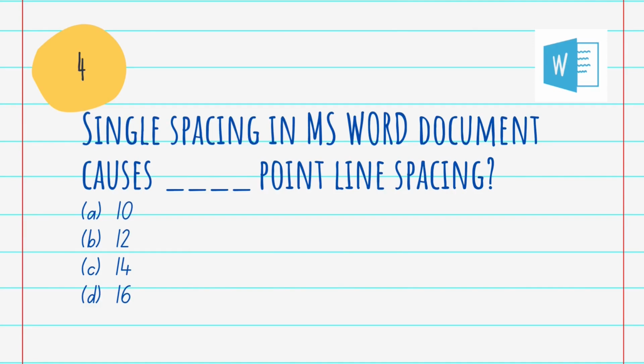Question number 4. Single spacing in MS Word document causes dash point line spacing. A10, B12, C14, D16. And the answer is B12. Word allows you to customize the line spacing to be single space, 1 line high, double space that is 2 lines high, or any other amount you want. The default spacing in Word is 1.08 lines, which is slightly larger than single space.